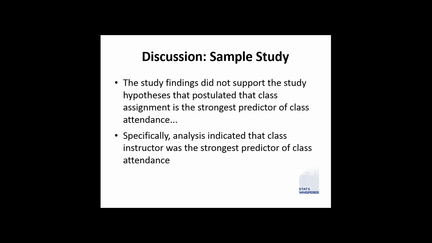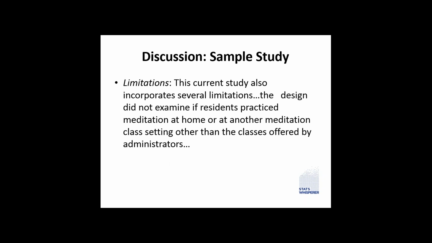So for our sample study, we might say, study findings did not support the study hypothesis that postulated class assignment was the strongest predictor of attendance. Specifically, analysis indicated class instructor was the strongest predictor of attendance, right? So right off the bat, that's the take-home message. And so after we discuss that a little further, then we talk about the limitations.